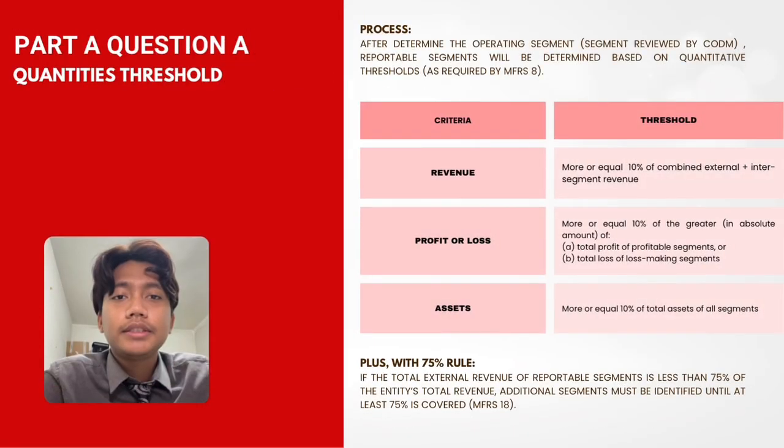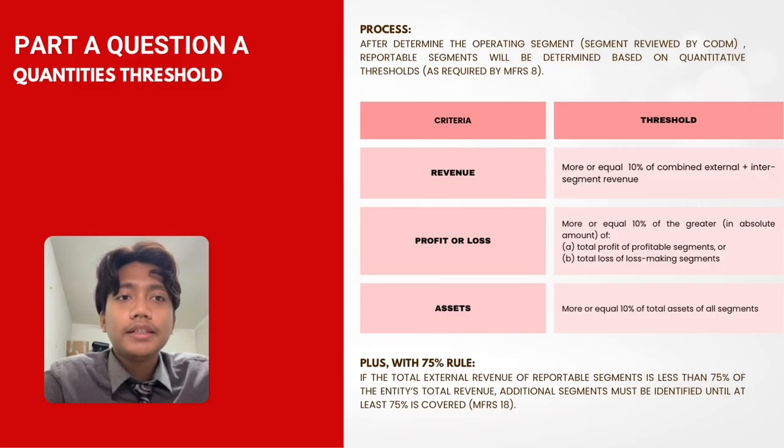Next is quantitative threshold. After determining the operating segments, which are segments reviewed by the CODM, reportable segments will be determined based on the quantitative threshold. There are three criteria to determine. First is revenue. Threshold must be more than or equal to 10% of combined external and internal segment revenue. And second criteria is profit or loss. Threshold must be more than or equal to 10% of the greater in absolute amount of A, total profit of profitable segments, or B, total of loss-making segments.